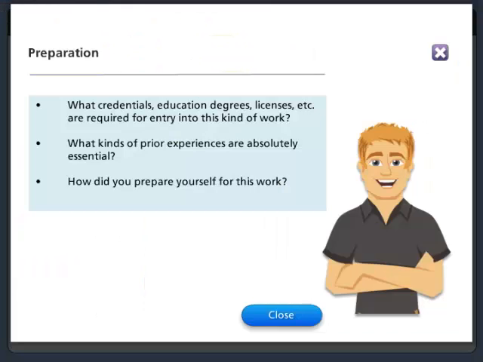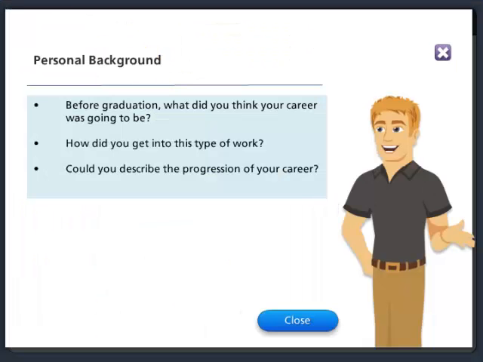Preparation. What credentials, education degrees, licenses, etc. are required for entry into this kind of work? What kind of prior experiences are absolutely essential? How did you prepare yourself for this work? Personal background. Before graduation, what did you think your career was going to be? How did you get into this type of work? Could you describe the progression of your career?